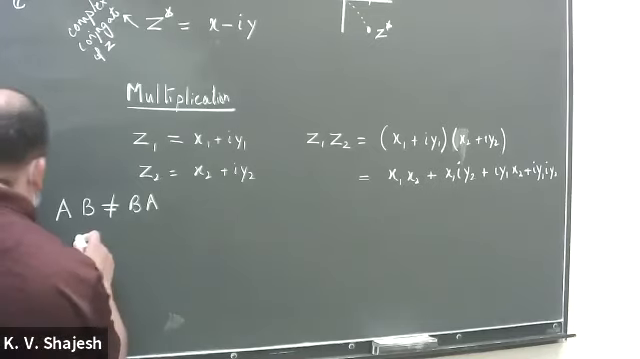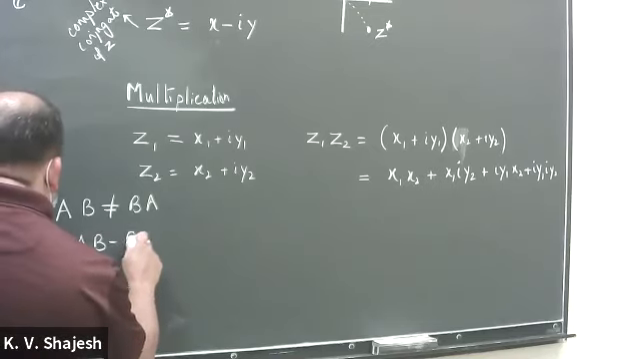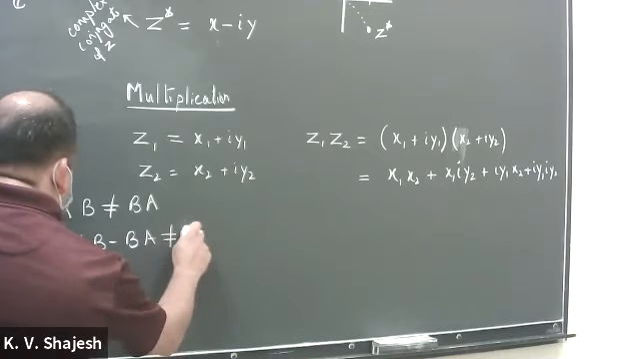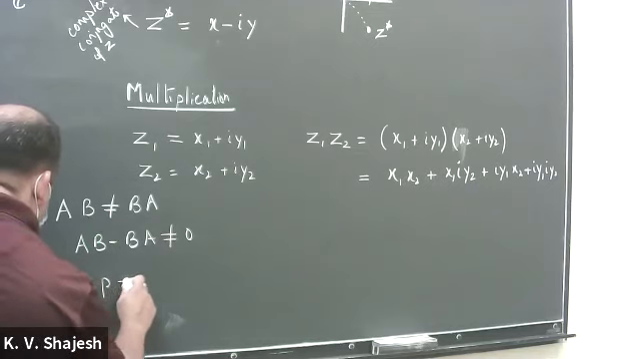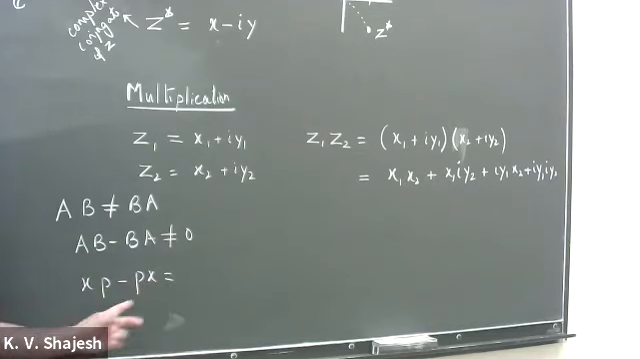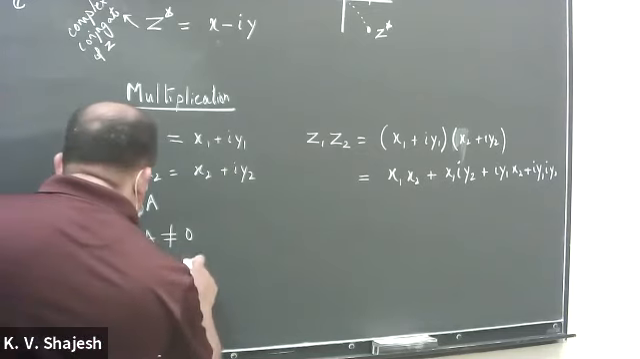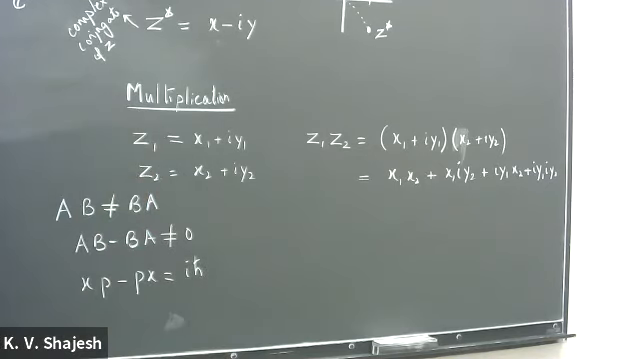So that means AB minus BA is not equal to 0. Right? 2 times 3 minus 3 times 2 is 0, right? Now think of quantum mechanics: x times p minus p times x, what is that equal to? i h bar, right? That's the Heisenberg uncertainty relation. So what is x and p in quantum mechanics? Operators, right? So operators don't satisfy it. Or what else? Matrices.